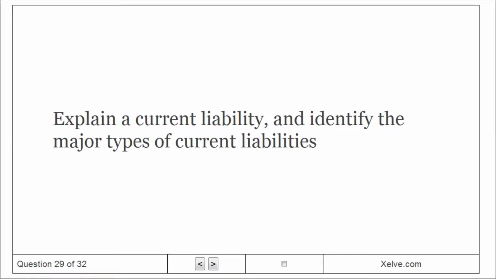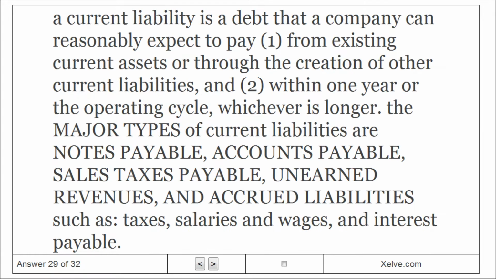Explain a current liability, and identify the major types of current liabilities. A current liability is a debt that a company can reasonably expect to pay from existing current assets or through the creation of other current liabilities, and within 1 year or the operating cycle, whichever is longer. The major types of current liabilities are notes payable, accounts payable, sales taxes payable, unearned revenues, and accrued liabilities such as taxes, salaries and wages, and interest payable.